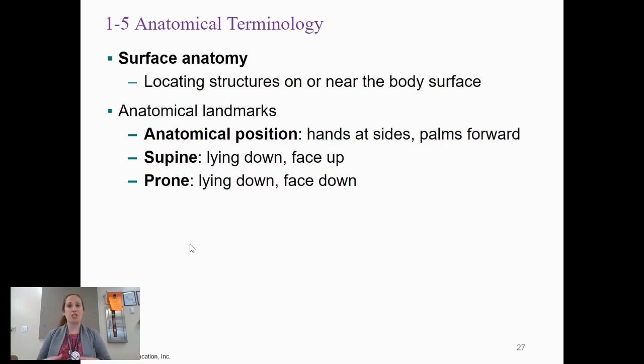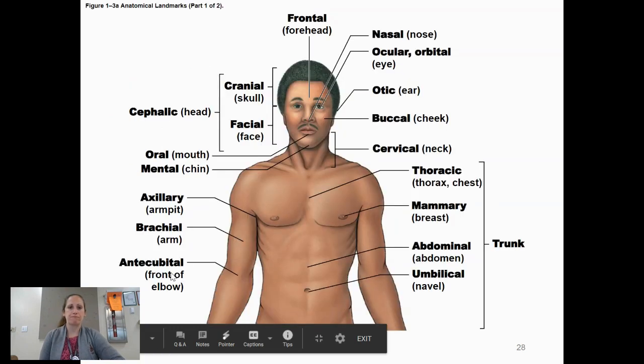We also use some descriptive terms, especially in forensic science. They talk about positioning of the body. So in addition to anatomical position, when referencing body parts, we also talk about positions the body is in. Is the body supine or is it prone? So is the body lying down with the face up? Typically how you would lie down in your bed. Are you supine? Or are you prone? Are you lying down but with your face down? So again, some positional terminology to allow us to recognize where different body parts are located.